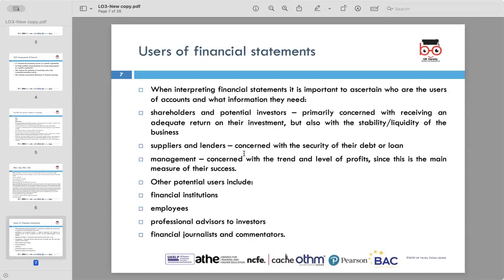Users of financial statements. Understanding the users of financial statements and their information needs is important for accurate financial reporting and analysis. Shareholders and potential investors are primarily concerned with the return on their investment and the stability and liquidity of the business. They rely on financial statements to assess the profitability and risk associated with their investment.